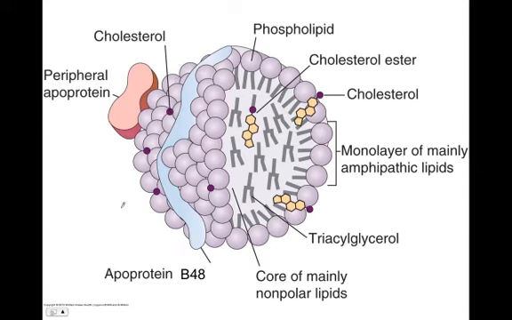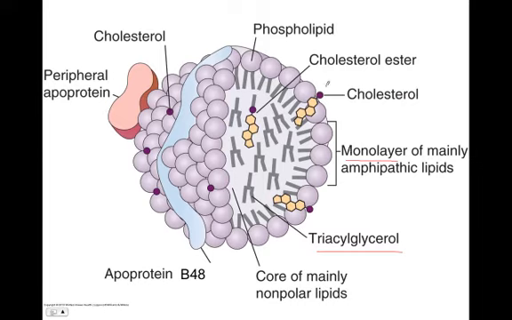This is a schematic of a lipoprotein, and here we're showing a chylomicron. Apoprotein B48, or ApoB48, is an apoprotein unique to chylomicrons. It involves a core of triacylglycerides, a monolayer of amphipathic lipids. Note that this is a monolayer as opposed to a cell membrane, which is a bilipid layer.